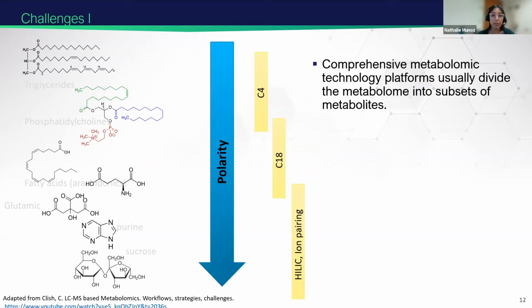Accordingly, if we want to do comprehensive metabolomics, we usually divide the metabolome into subsets of metabolites. And this is, for example, the approach that we use if we're doing LCMS. We have to think about what column we want to use depending on the metabolite that we want to study. These divisions are often based on compound polarity, common functional groups, or structural similarities. And the different groups of metabolites usually require specific sample preparation and analytical procedures that we have to optimize beforehand.